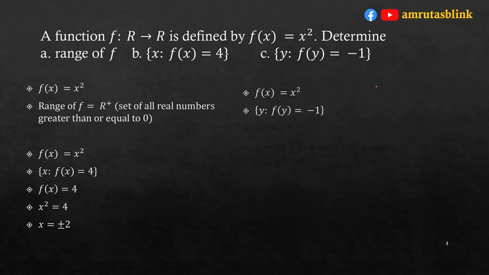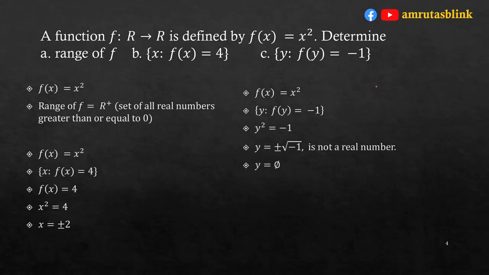Similarly, it's given as f of x is equal to x square. We need to find the pre-image for minus 1. That is, y square is equal to minus 1. So, y is equal to plus or minus under root minus 1. Now, the square of any real number cannot be negative. Hence, the pre-image for f of y is equal to minus 1 does not exist. So, ultimately y is equal to the empty set.